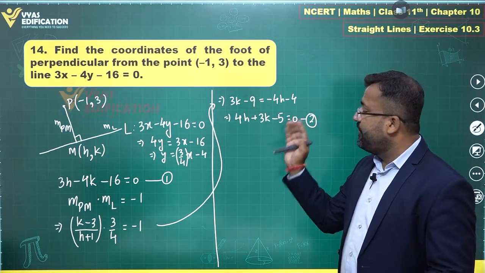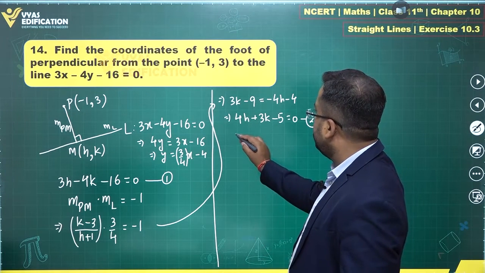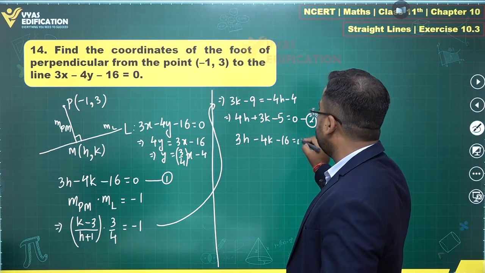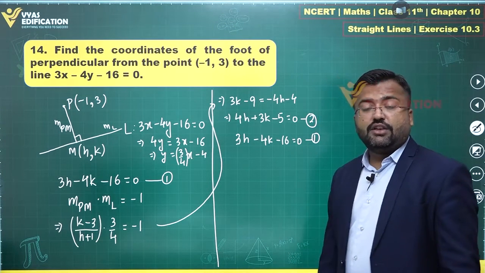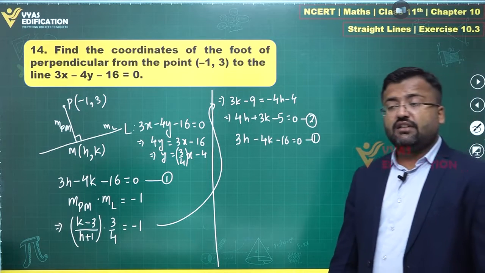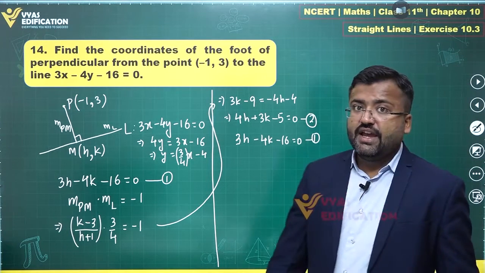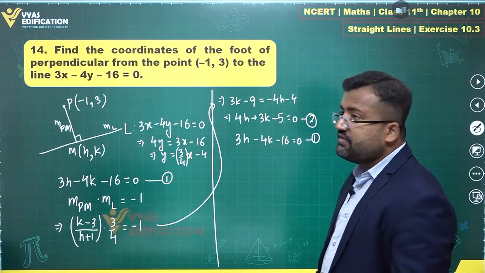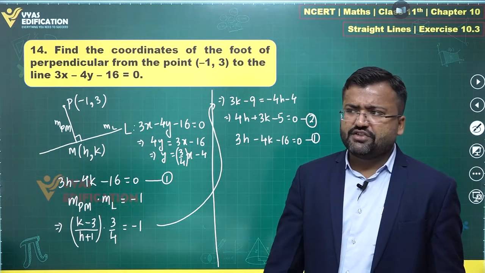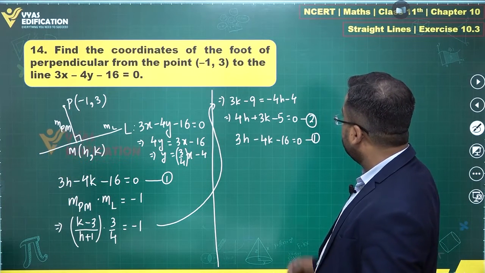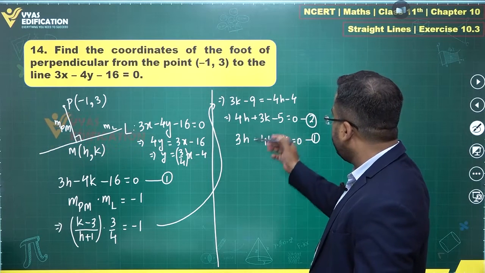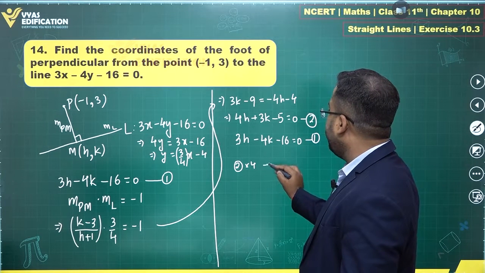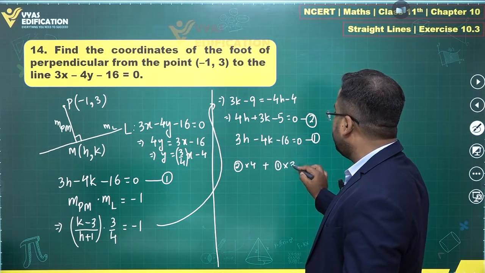4h plus 3k minus 5 is equal to 0, and you had 3h minus 4k minus 16 equal to 0. This is equation number 1. Okay, can you solve these two equations to get the values of H and K? Yes, we can solve these two equations easily. One of the approaches which you can follow is elimination, the other is cross multiplication. What would I like to use? This is 3, this is 4. So let's multiply equation 2 by 4 and add it with equation 1 multiplied by 3.